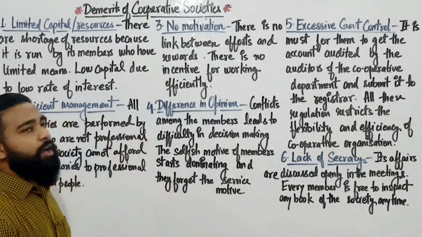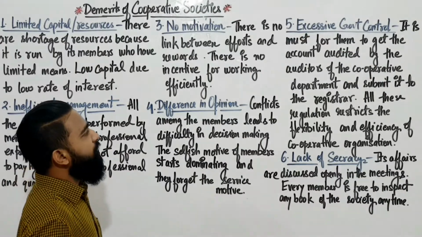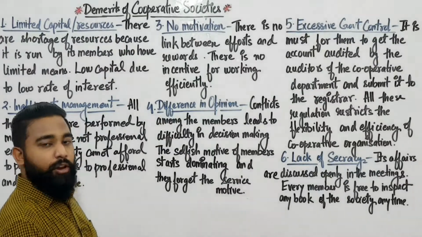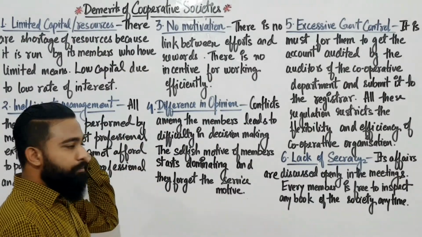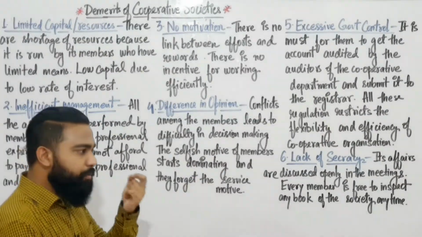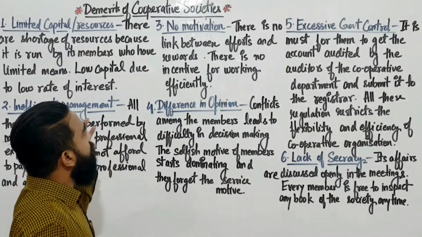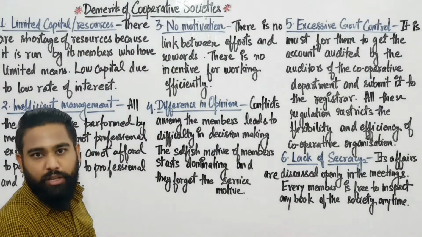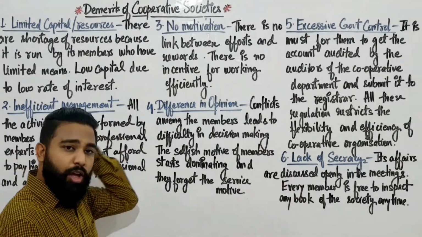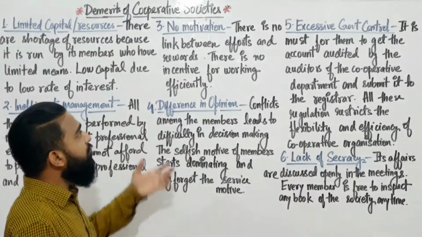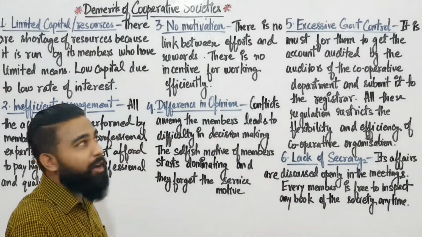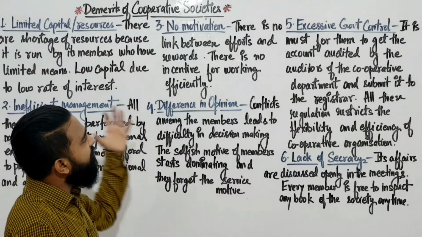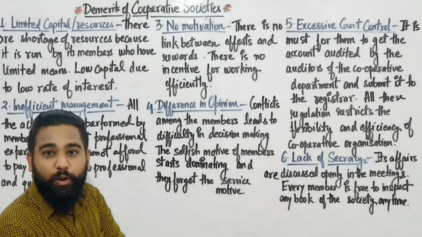Now the third one is no motivation. Now students, where there is no money, there is no motivation. You cannot work your whole life for service, for the help of the people. There must be some motivation. So in this cooperative society, there is no motivation. There is no link between efforts and rewards. You put in your efforts 100 times but you don't get your rewards. Remember? So between efforts and reward, there is no relation.